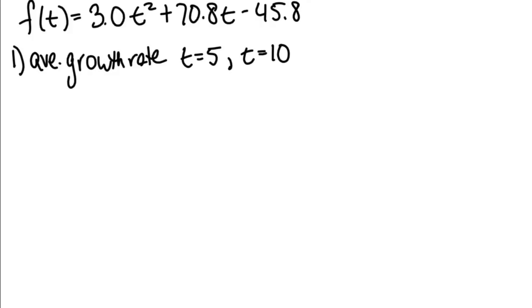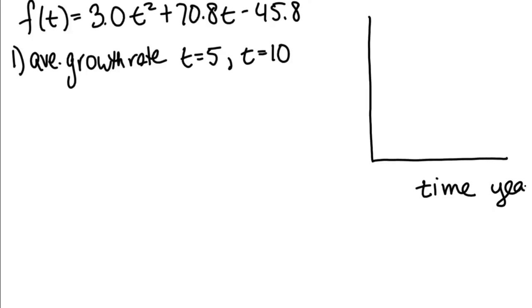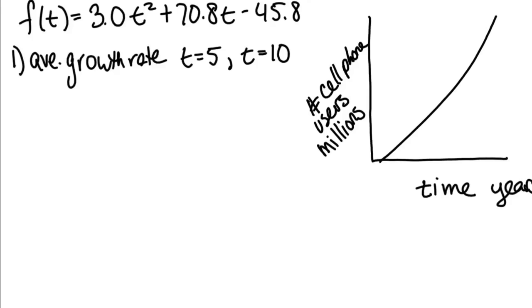So this is similar to the velocity problem. Before we were finding average velocities, but let's think about what if we were to graph this function. On the base we would have the time, which is in years. And along the y-axis, we have the number of cell phone users, and that is in millions. So the graph of this would look sort of like this.